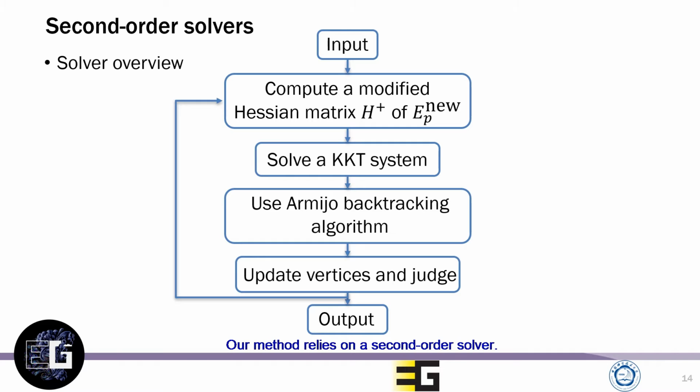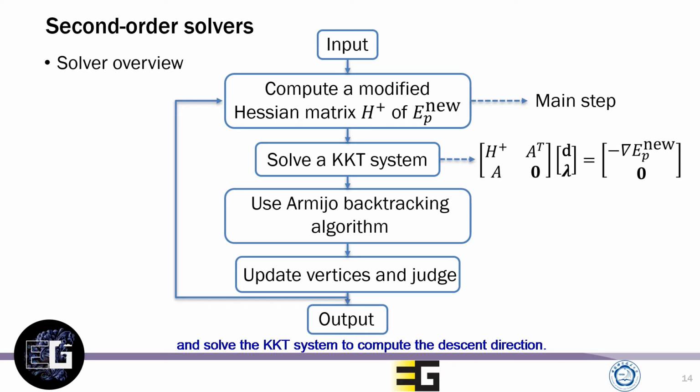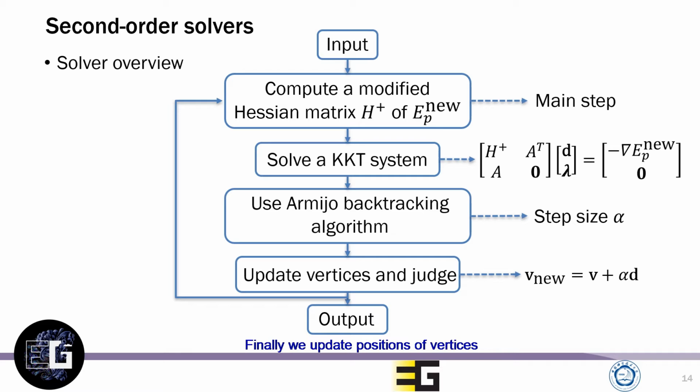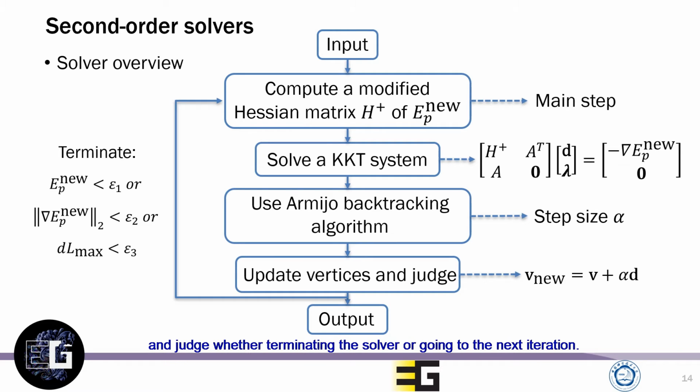Our method relies on a second-order solver. After getting the inputs, we first compute a Hessian matrix of the energy function, which is further modified to be a positive semi-definite matrix. This is the main step of our method. Second, we consider the linear constraints of the handles and solve the KKT system to compute the descent direction. Third, we perform a backtracking algorithm to determine the step size. Finally, we update positions of vertices and judge whether to terminate the solver or go to the next iteration.